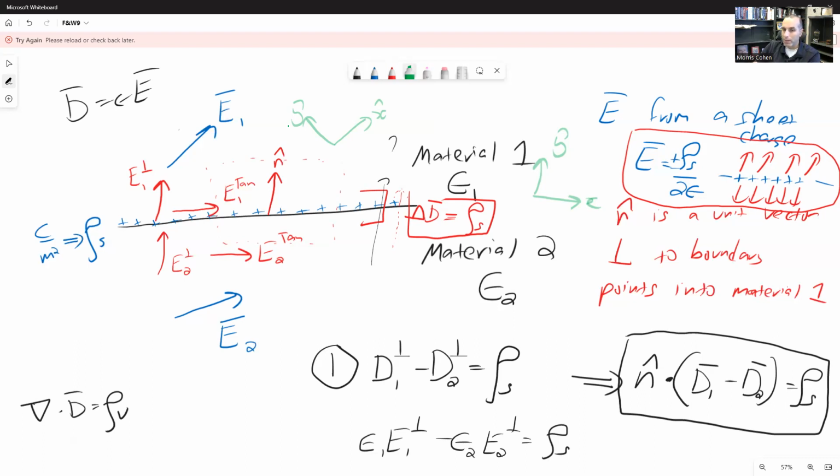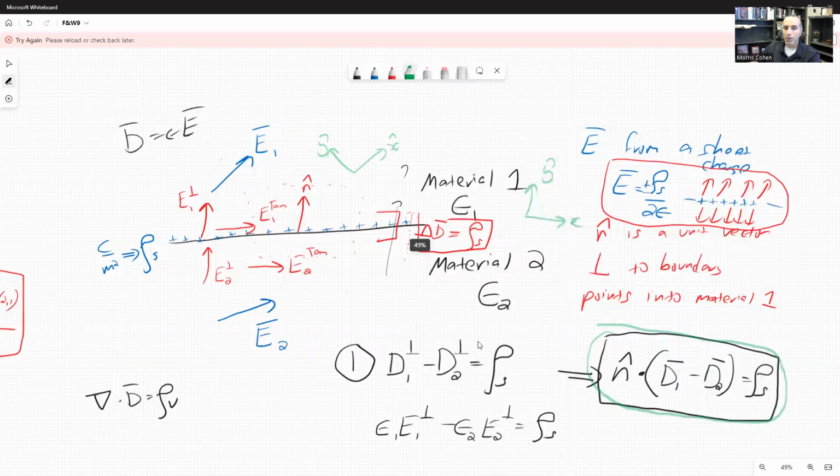But if you apply this form right here, where the n vector is dotted with D1 minus D2, then whatever coordinate system you're using, it's going to give you the same answer automatically, right? So this can be a little more convenient and a little more powerful for more general coordinate systems. So I recommend sticking with this one.